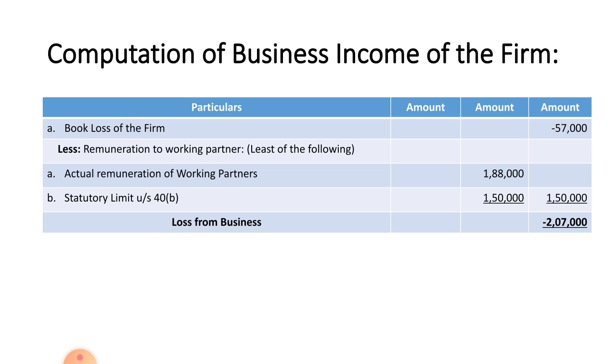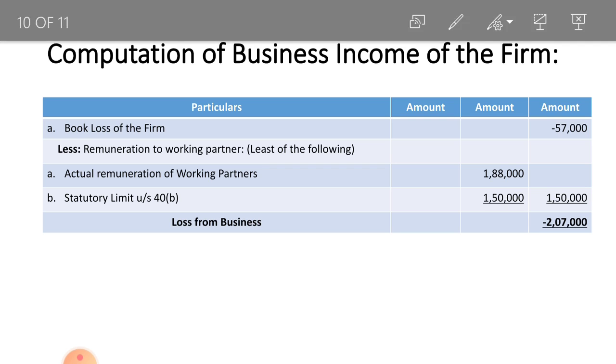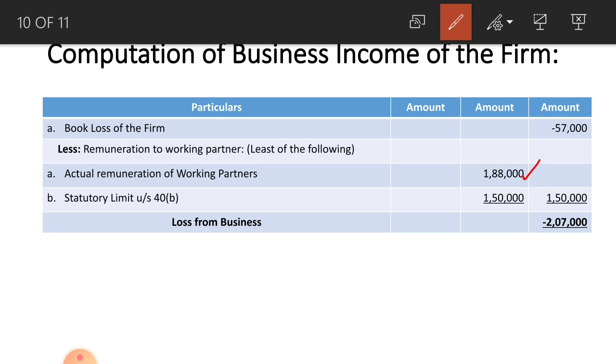See the last condition, when book loss of 57,000 is given. From that you have to deduct remuneration to working partners, least of the following. Actual remuneration to working partners amounts to rupees 1,88,000 and statutory limit under section 40B 1,50,000, whichever is less you have to consider. 1,50,000 is less. So the total loss of business amounts to rupees 2,07,000, because book loss plus expenditure, loss of the business increases to 2,07,000.